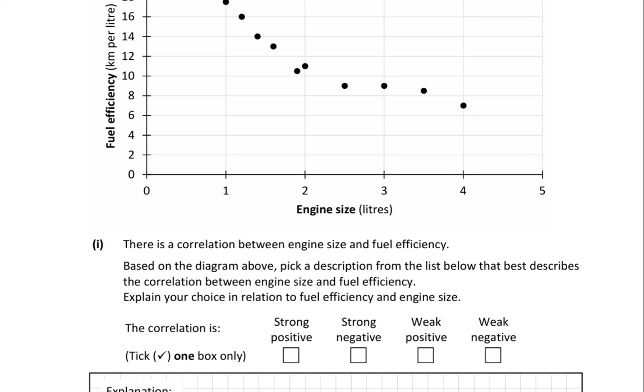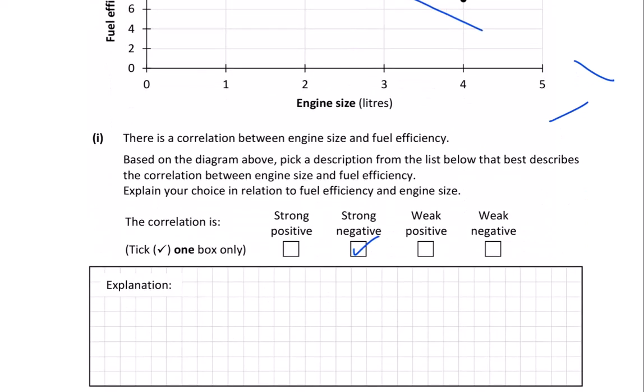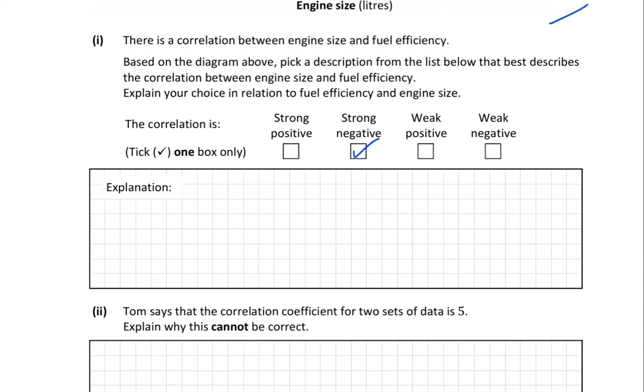So first of all, I would say it's a negative correlation because it's sloping that way. If it was sloping that way, it would be a positive correlation. Now it's quite strong, I think. So it's strong negative. In other words, you can draw a line down through here and most of the points will be fairly close to that line. Let's see the explanation then.